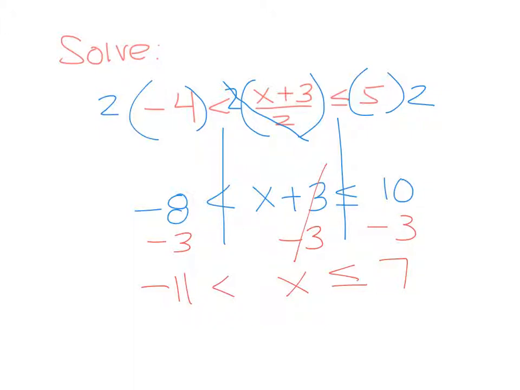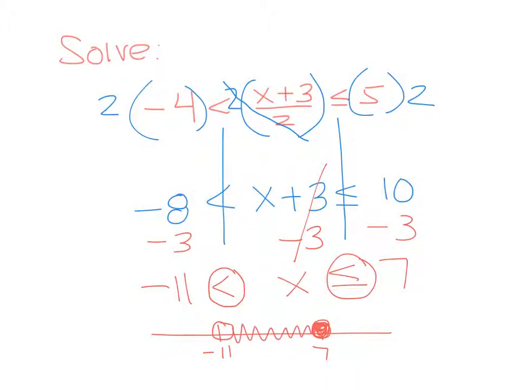So if you were going to graph that on the number line, you would have your -11 on the left. It would get an open circle because the symbol does not have a line underneath. You would put your 7 on the right. It would get a solid circle because its inequality does have a line underneath. And you would shade between them.